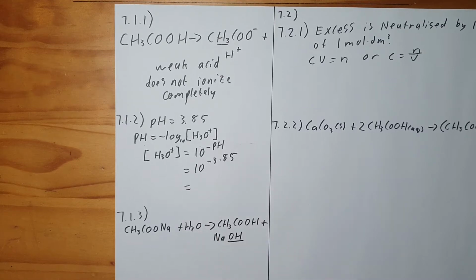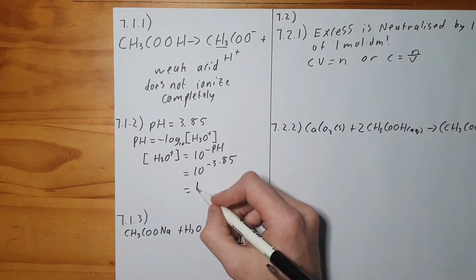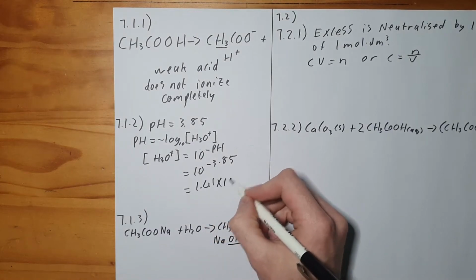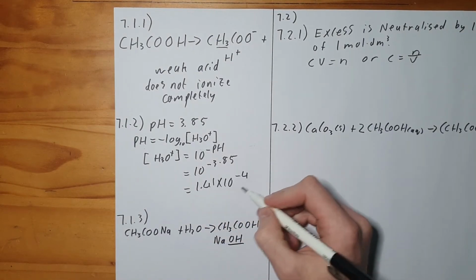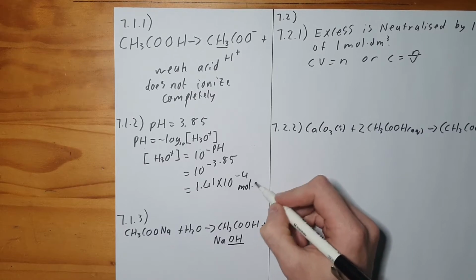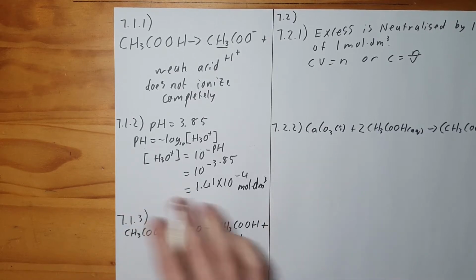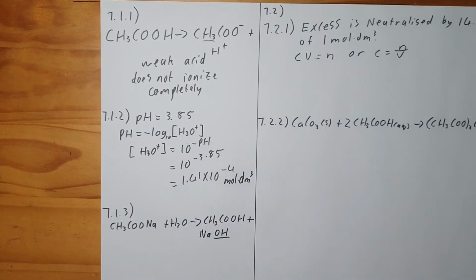That should give an answer of 1.41 times 10 to the negative 4 moles per decimeter cubed, because it's a concentration, so it's decimeters cubed.